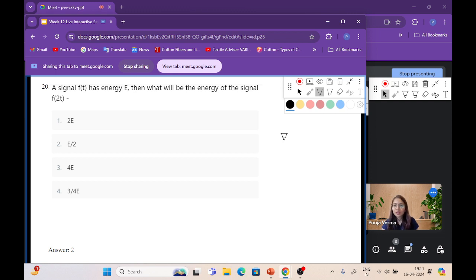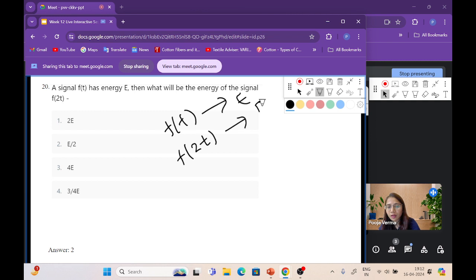So the next question is: a signal f of t has energy E, then what will be the energy of the signal f of 2t? So already we have discussed, the signal has energy E, then what will be the energy of f of 2t? That is E by 2 from the property, right? So the energy of signal f of 2t is E by 2. So the correct option is option 2.